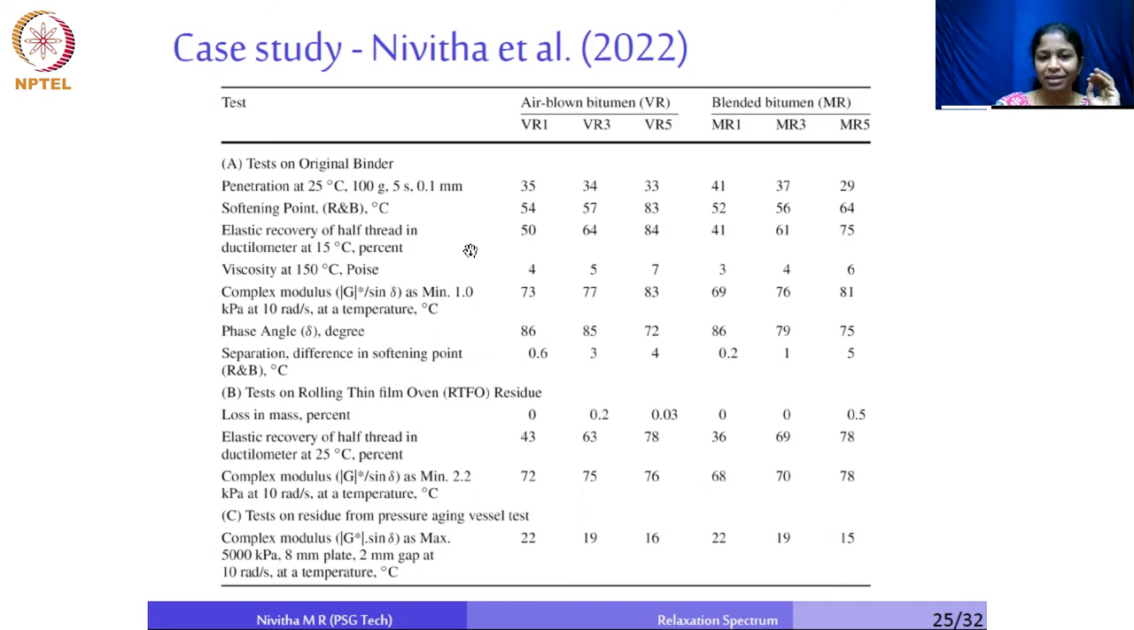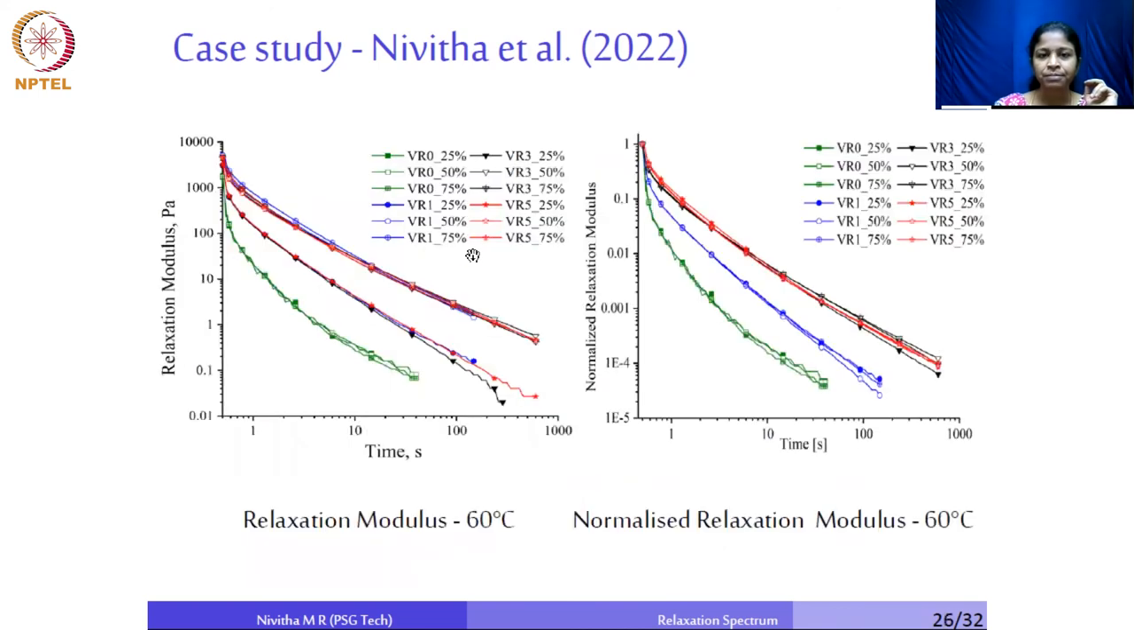The important thing that I am interested to discuss here is the use of relaxation spectrum in identifying the responses exhibited by the different materials. For that, a stress relaxation experiment was carried out at three temperatures, 50, 60, and 70 degrees Celsius. These temperature ranges were chosen because the interest here is to capture the rutting response of different materials, so the temperatures were chosen towards the higher end.